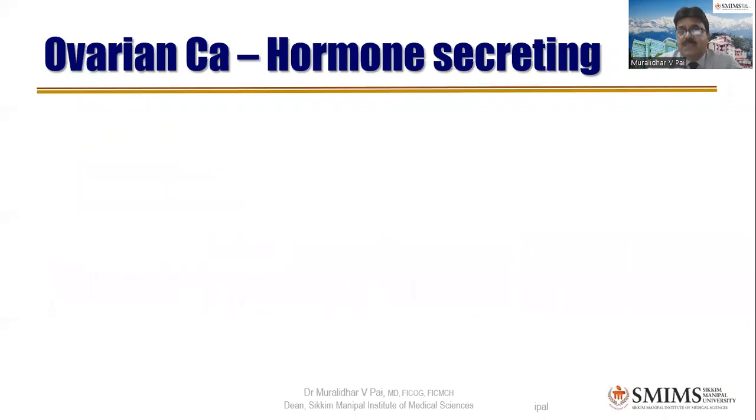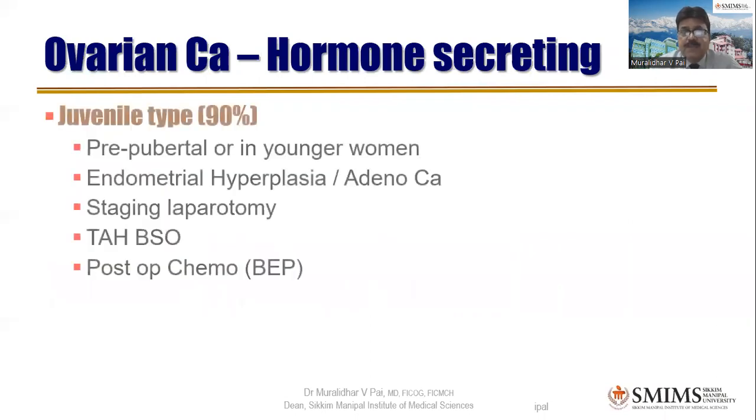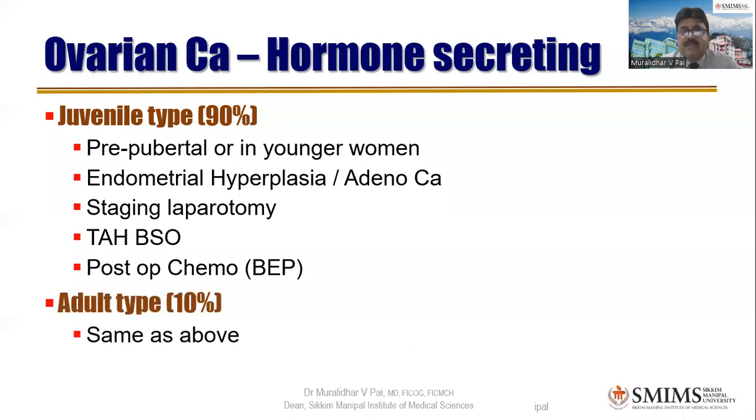Ovarian cancer, especially the hormone secreting type, which will give rise to AUB. If it is juvenile type, pre-pubertal, or in younger women, endometrial hyperplasia or adenocarcinoma, staging laparotomy has to be done. TH-BSO is the answer, and follow it up with post-operative chemotherapy. In younger patients, usually BEP regime, bleomycin, etoposide, and platinum. Whereas adult type, which is 10% of the cases, the treatment is almost the same. So in fact, there is no need to really differentiate between juvenile type and adult type, because ultimately they will undergo TH-BSO and post-operative chemotherapy. It is BEP regime again here.